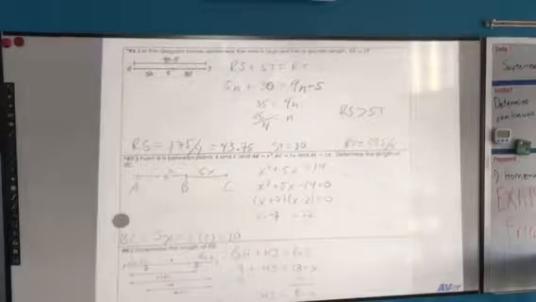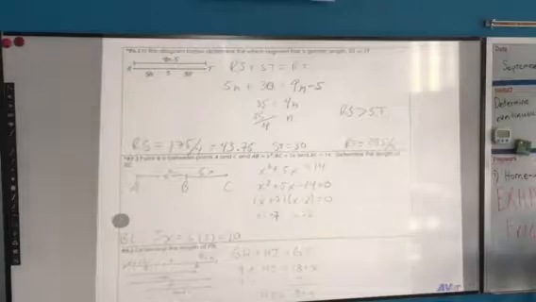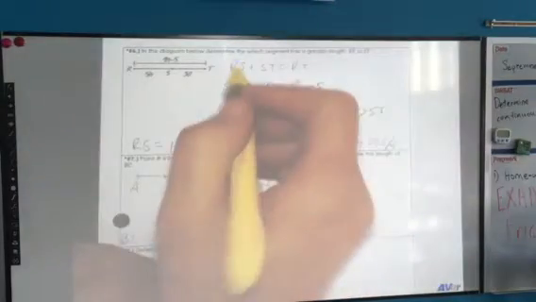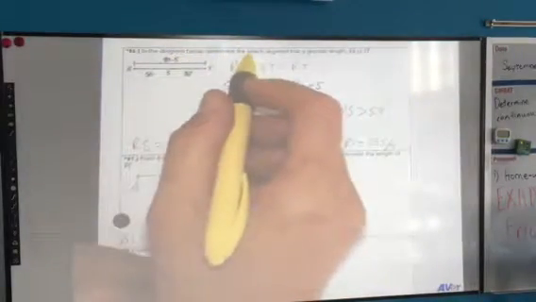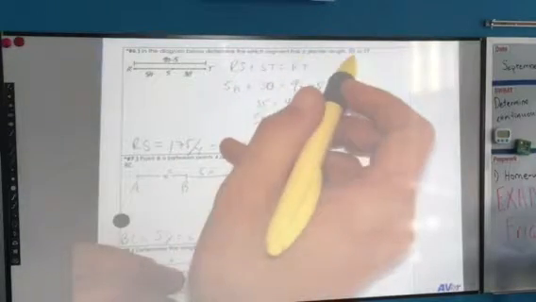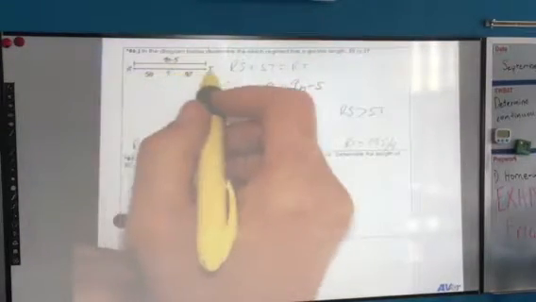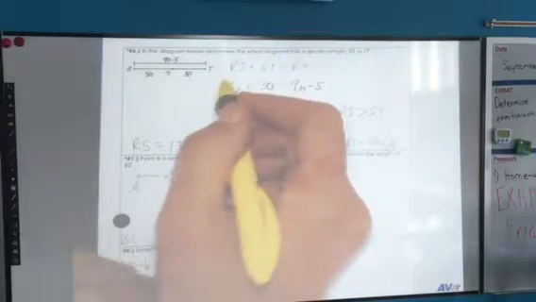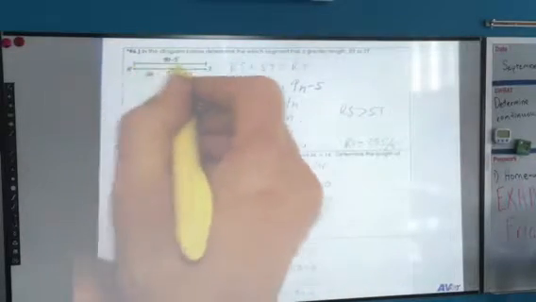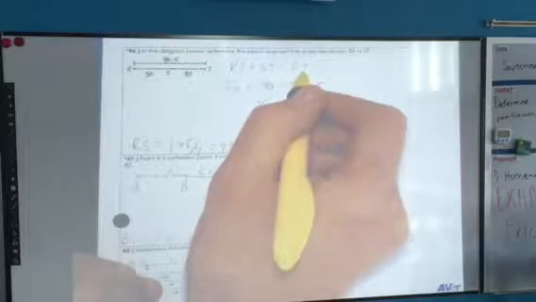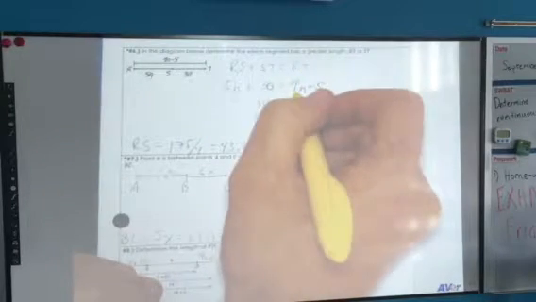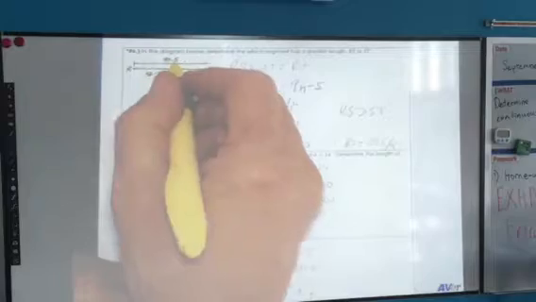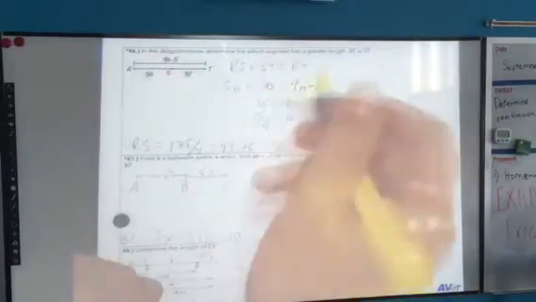Okay, problem number 6 has some weird numbers, but the setup is easy. In the diagram below, determine which segment is greater, RS or ST. So again, we see that the entire thing, RT, equals RS plus ST. So RT is 9n minus 5, that's a 9. And then RS is 5n, ST is 30.